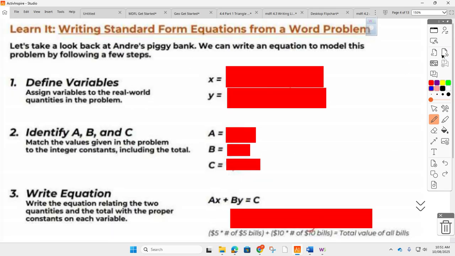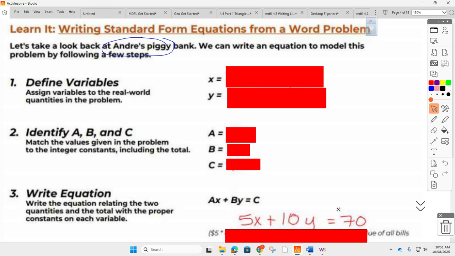So, we talked about Andre's piggy bank, and we've talked about a lot of this already. But in this equation that we wrote to represent the amount of money in Andre's piggy bank, what does the x represent here? Well, first let's think about what does the 5 mean? What does the 5 represent? Perfectly said, the value of one $5 bill. And so then the 10 represents the value of one $10 bill. Right. So then what do you think the x and the y represent?